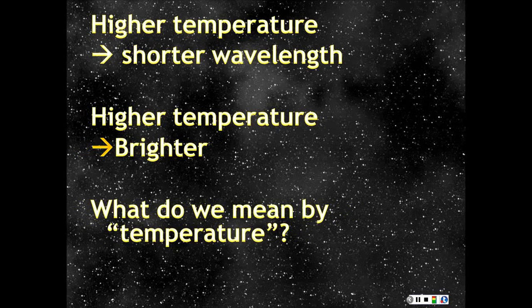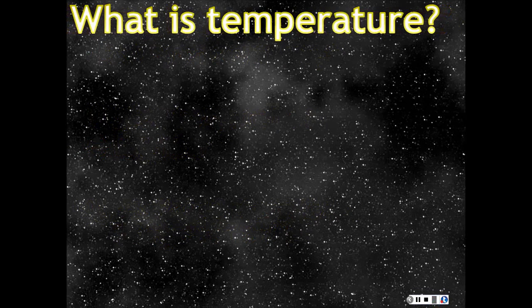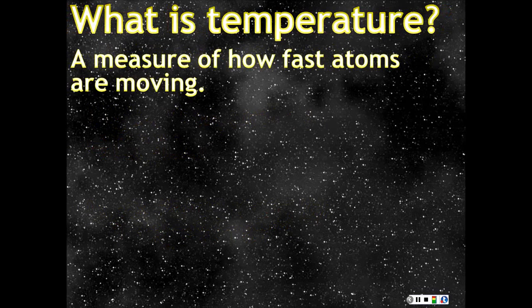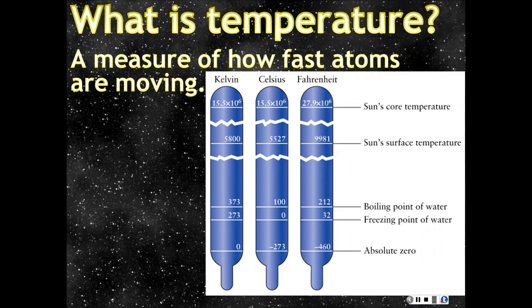Now, before we can move on, I just want to make sure that we understand what we mean by temperature. So what is temperature? Well, temperature is really just a measure of how fast atoms are moving. We will come back to this because it's really important for how we understand all sorts of things in space. But basically, you've got different scales. And in the US, most people tend to think in Fahrenheit. We tend to think of our body temperatures, of the temperature of the air outside, for cooking in Fahrenheit. In most of Europe, people tend to think in Celsius.